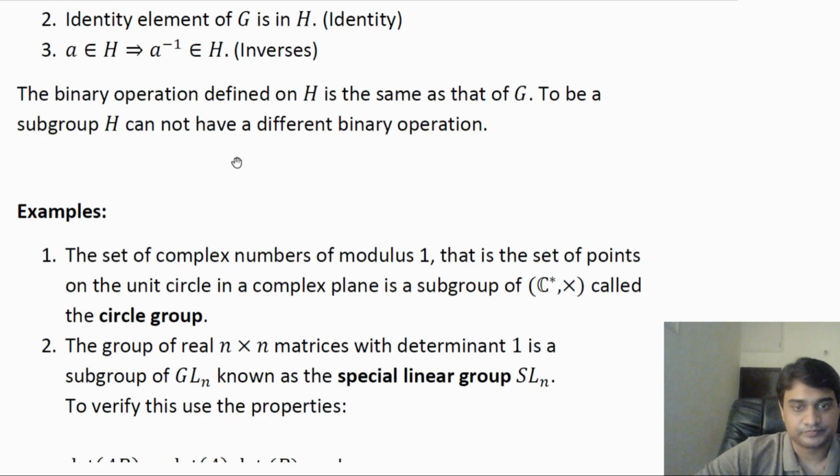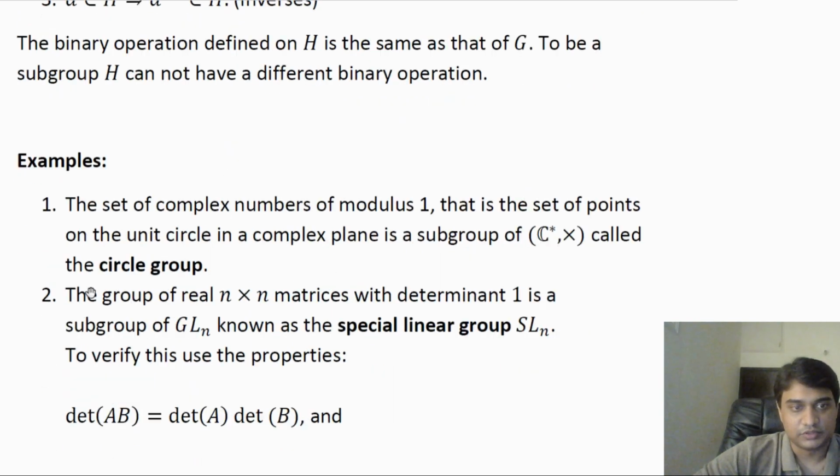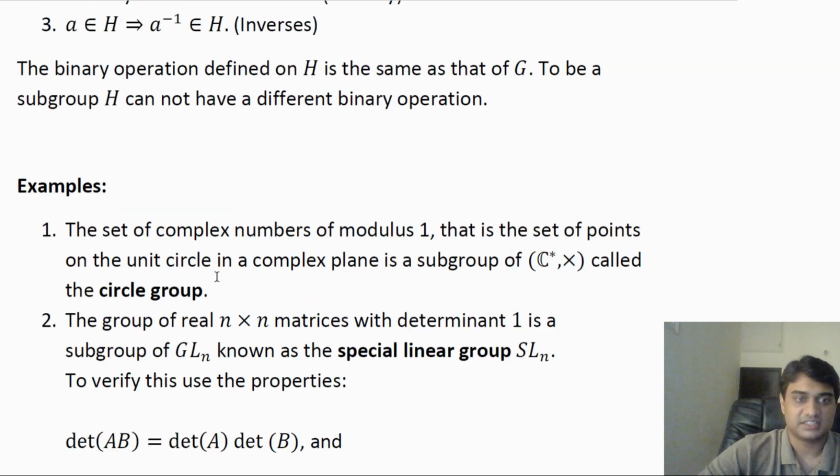Okay, so this subgroup of the complex numbers is called the circle group for the obvious reasons, because the set of complex numbers with modulus 1 forms a circle in the complex plane, a unit circle in the complex plane.